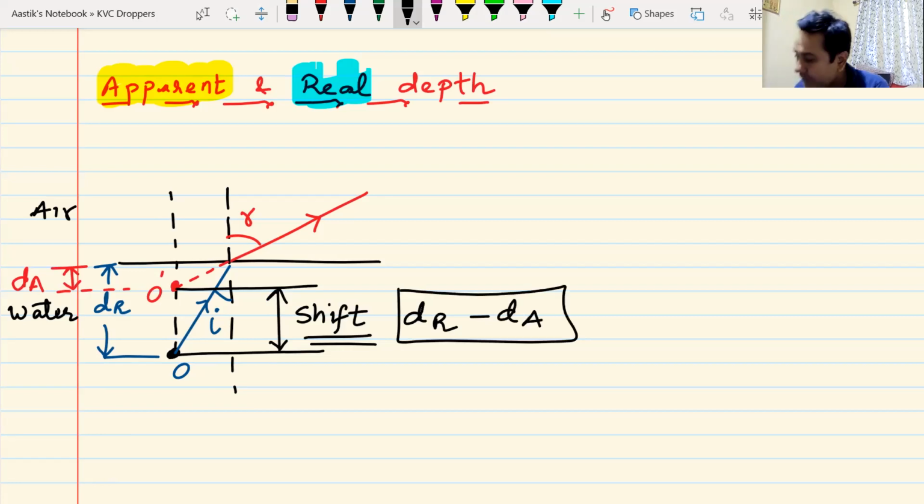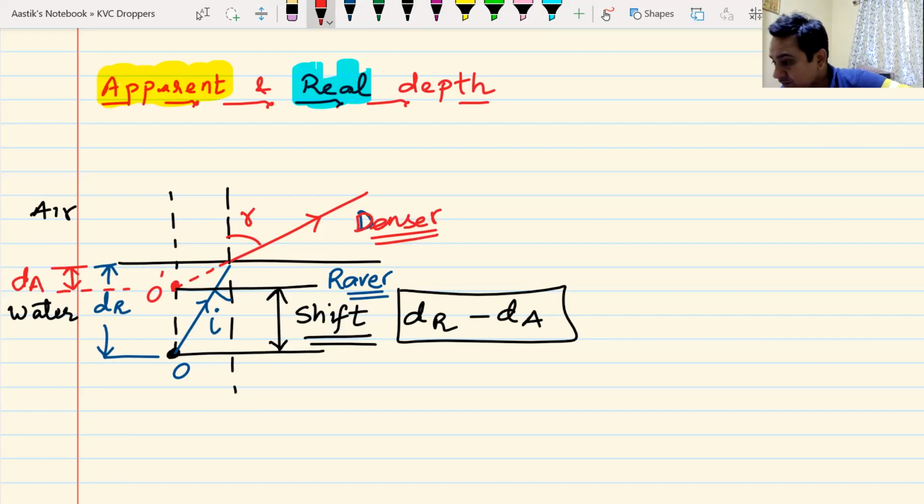So when light is going from rarer medium, as you can see here, the blue medium is rarer medium and the red medium is denser medium, the object will appear closer. Do we understand this? The object will appear closer. Do we understand this? Can I have some raise hand that we understand this?